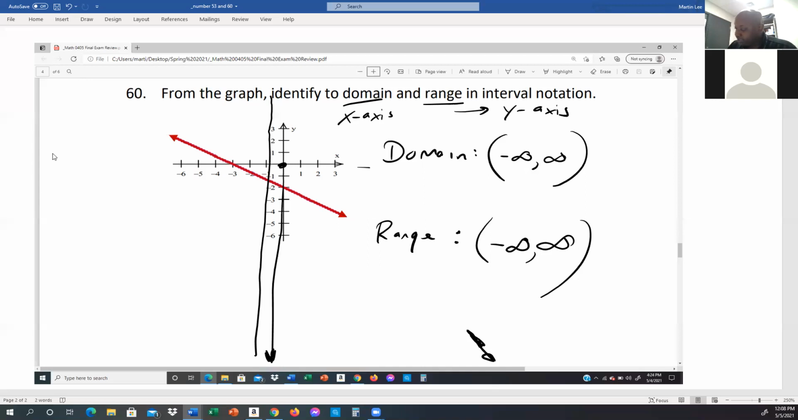And the key to that was looking at the graph and seeing we have the arrow tip on one end and also on the other end.